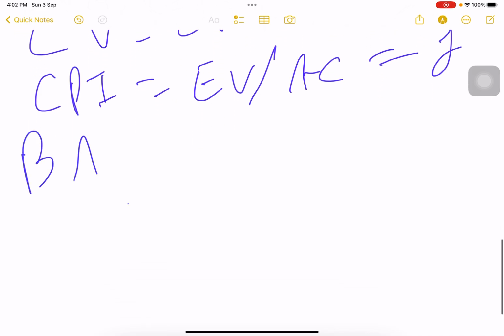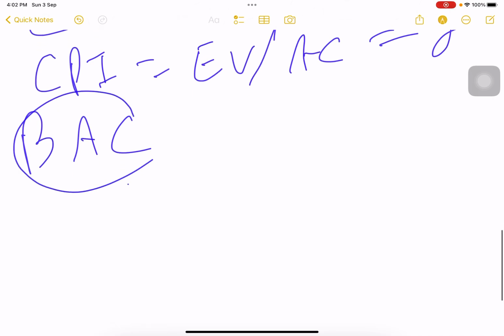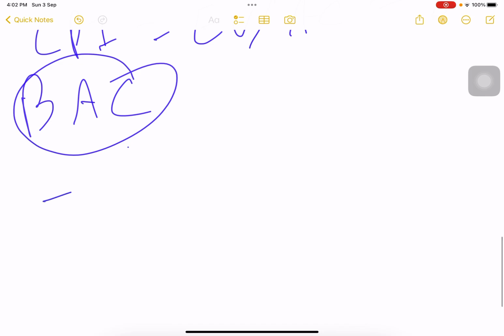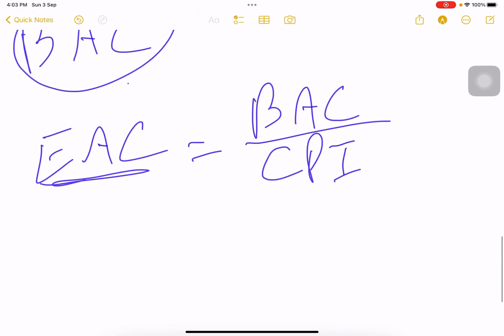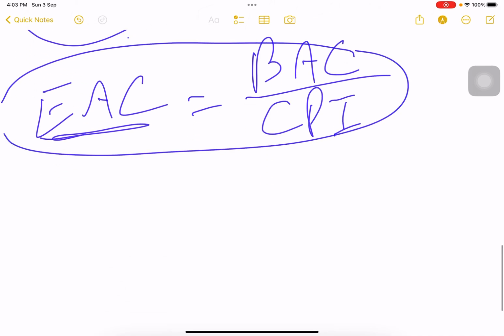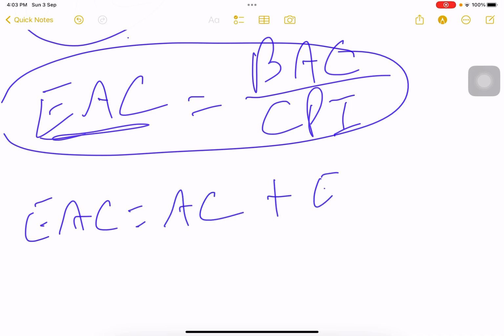The complete budget in the project is called budget at completion. That is the initial budget, and if you change a budget, the budget has to change. It is called estimate at completion. Estimate at completion is budget at completion divided by CPI. It can be calculated in this way, or as the money you have spent, actual cost, plus how much more money you need to do that, the estimate to complete. Two formulas for that.